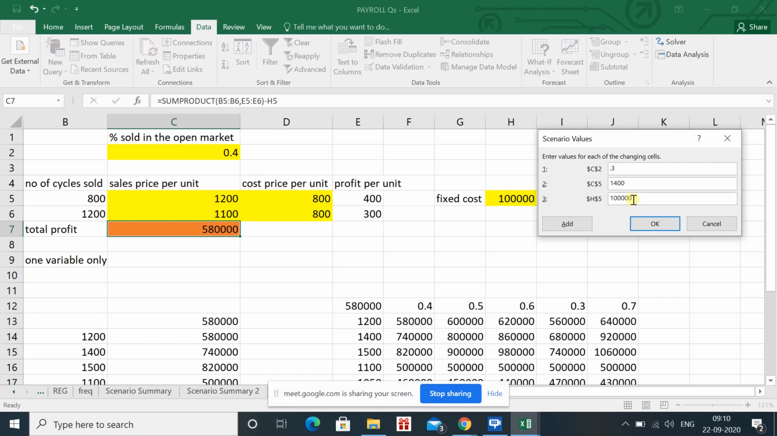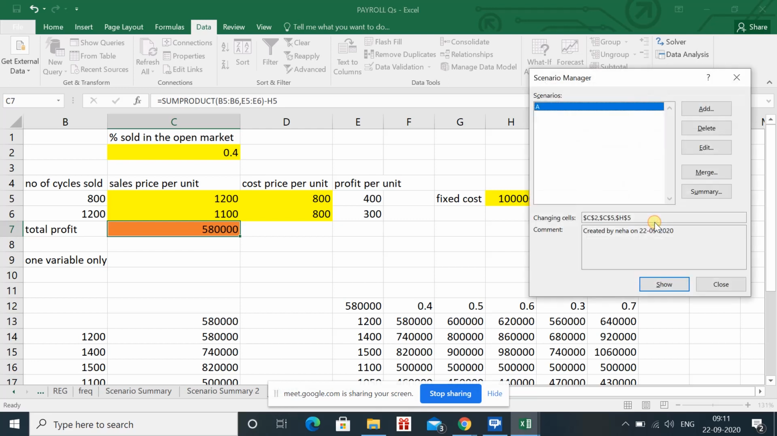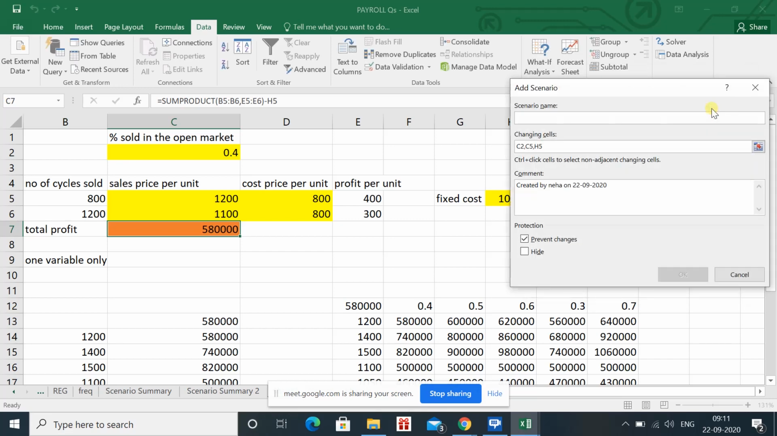Okay, so this is the first scenario, the first condition. I'm changing the three variables, then press OK. Here I'm entering the values which I want. I want to change the three variables. So I have given these three variables I want to keep, and I want to see its impact over the profits. Now press OK. This is scenario 1 which we have created. Now press on Add, as we want to create the four scenarios.